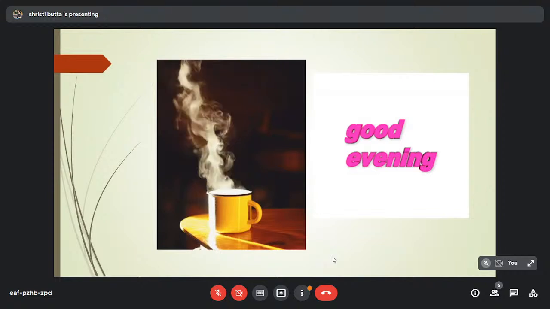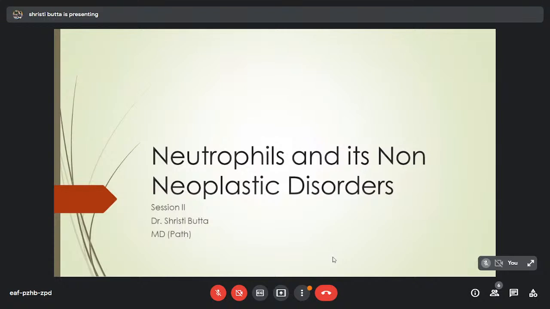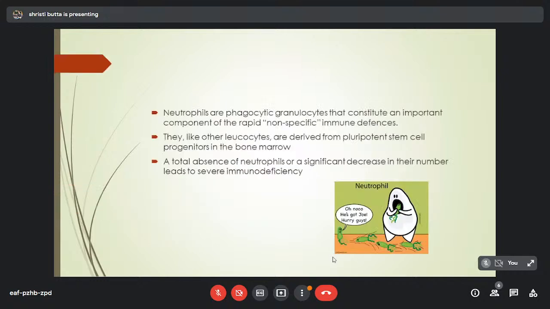Thank you, sir. So very good evening to everybody. We are all set to start with neutrophils and its non-neoplastic disorders, session 2. The neutrophils are phagocytic granulocytes that constitute an important component of the rapid, non-specific immune defense mechanism. They, like other leukocytes, are derived from the pluripotent hematopoietic stem cells. A total absence of neutrophils or a significant decrease in their number leads to severe immunodeficiency.